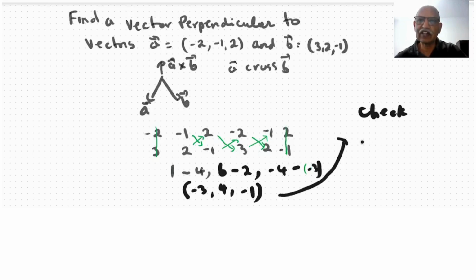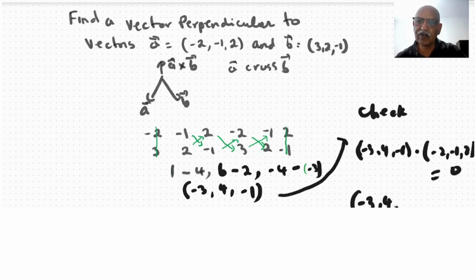If you try the dot product, negative 3, 4, negative 1, dot, negative 2, negative 1, 2, this must be equal to 0. And the second one, negative 3, 4, negative 1, dot, 3, 2, minus 1, also must be 0. Therefore, this vector is perpendicular to both vectors A and B. Okay, that's it, perpendicular vectors.